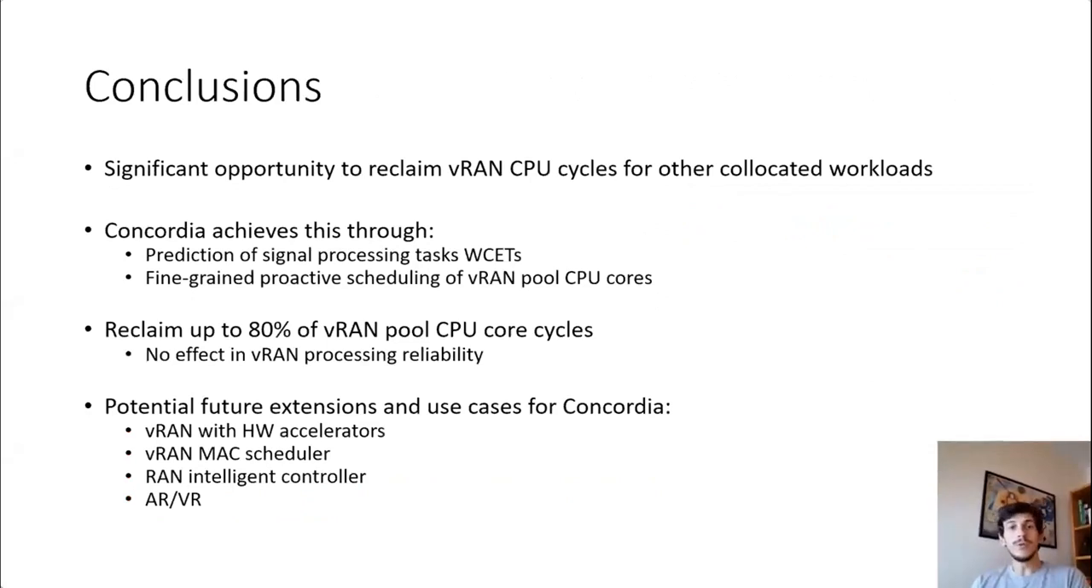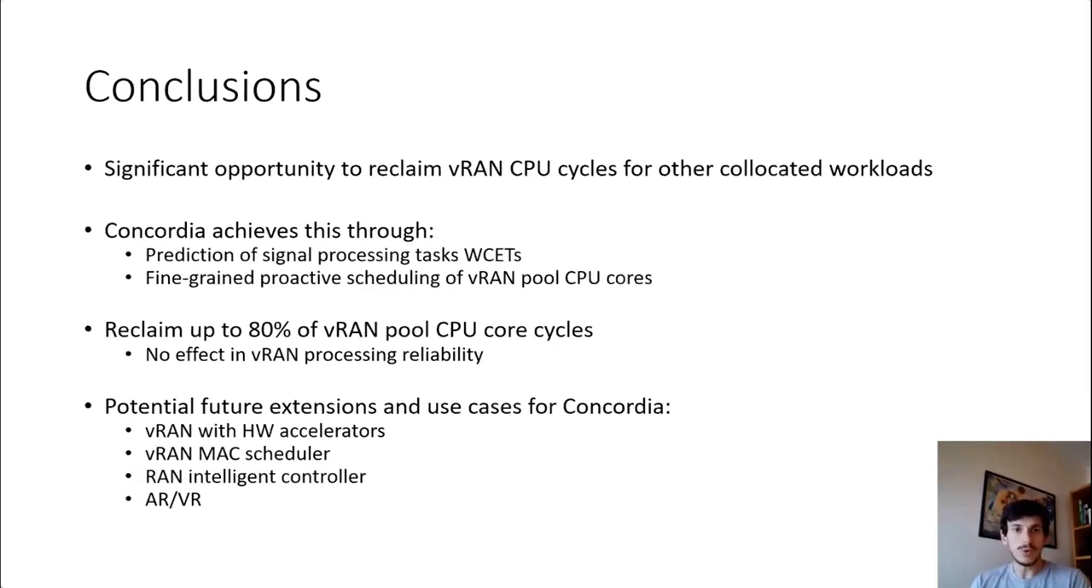Okay, so to conclude, in this work, we showed experimentally and through measurements that there's a significant opportunity to reclaim VRAN CPU cycles for other collocated workloads. And we can achieve this through a user space CPU scheduling framework that we call Concordia. Concordia uses a novel prediction method for predicting the worst case execution time of signal processing tasks. And it then uses those predictions to proactively allocate CPU cores for the VRAN workload. Now, through our evaluation, we have shown that we can actually reclaim up to about 80% of the VRAN pool CPU cycles without affecting the VRAN processing reliability.